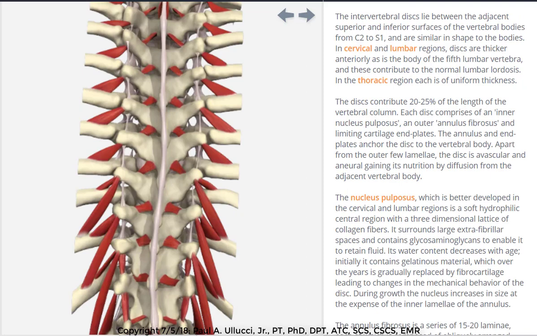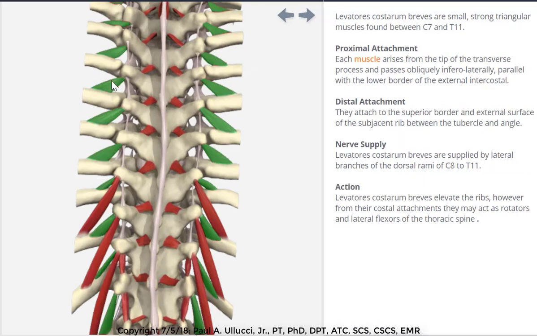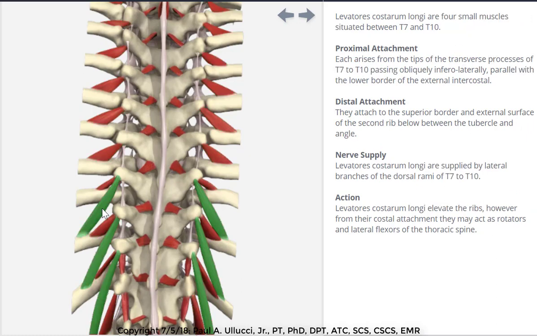We now have a bunch of little muscles, and one of the things that you're going to find is that in the body, particularly in the spine, there's a lot of little muscles that are important for us. This is levator costorum brevis, which is the muscle that helps elevate the ribs. It's found between C7 and T11. This is levator costorum longus.